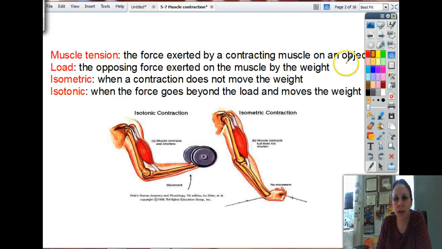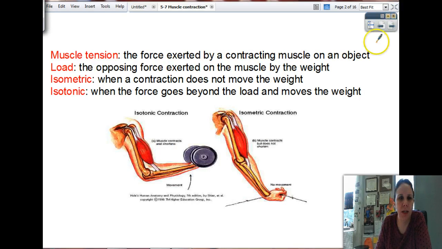All right, so let's get some vocab out of the way. The first one is muscle tension. So muscle tension is the force exerted by a contracting muscle on an object. So if we look at the picture down here, the muscle is applying a force onto the weight right here. And so therefore you can measure the tension applied by the muscle onto that object. So you can put little receptors on there, and it goes to a little machine and it'll measure it in volts or whatever, and that'll measure the tension.